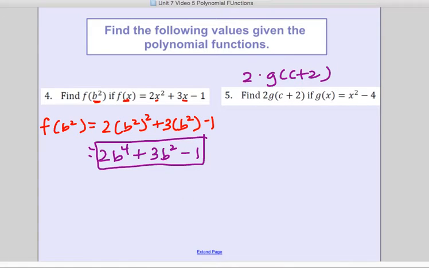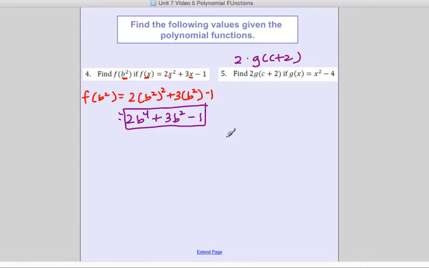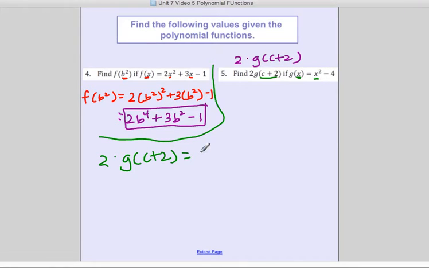In order to do that, you probably have more room on yours, but I'm going to write it down here. So we would have 2 times g of c plus 2. So notice g of x. So wherever there's an x, I'm now going to put a c plus 2. So right here, I have 2. I'm going to put a bracket because it's 2 times all of it. 2 times, I plug in here, c plus 2 squared minus 4. I need to simplify what's on the inside. Biggest thing that people think is you can just distribute the 2. You cannot. You need to FOIL it.